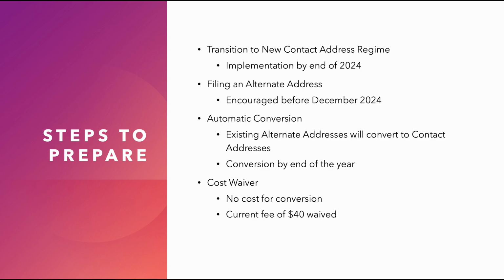And currently, on the register, it shows your residential address, and you may want to put your contact address as your office. Yes, you can do the conversion. Previously, when you registered an alternate address, you'd be charged $40, but because of this new regime, there's no cost for this conversion. There's no cost for you to submit your contact address.